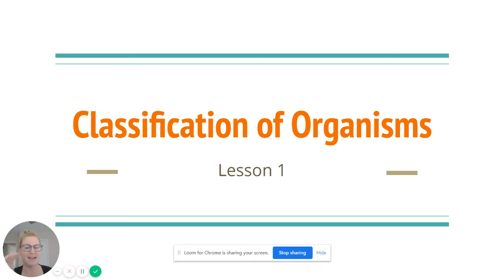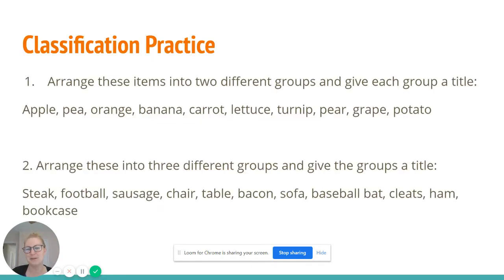At this point, this is where we would really start lesson notes. I was mentioning before, there's that handout that I've also attached. I would use that as a guide, and whether you like to write the notes on there or type them up, I would recommend doing that just to keep everything organized. So a little bit of practice here. If you were asked to classify, which is just another term for grouping, imagine you had to group these different things into two separate groups and title each one. So an apple, pea, orange, banana, carrot, lettuce, turnip, pear, grape, potato. Think about what two groups you would put those objects in.